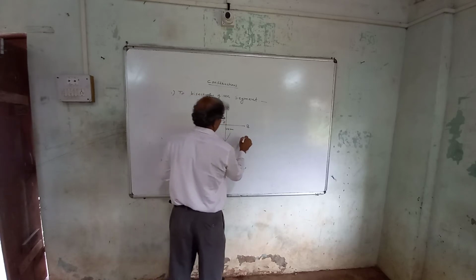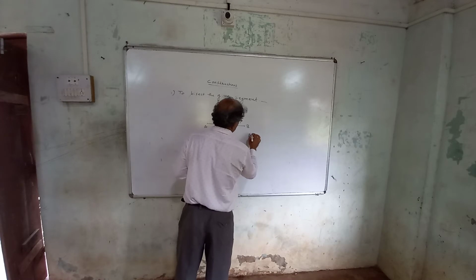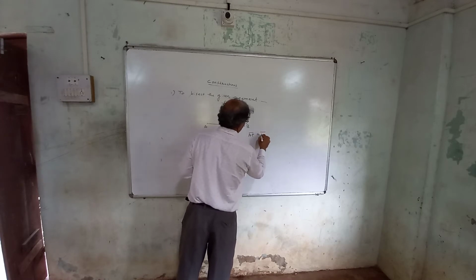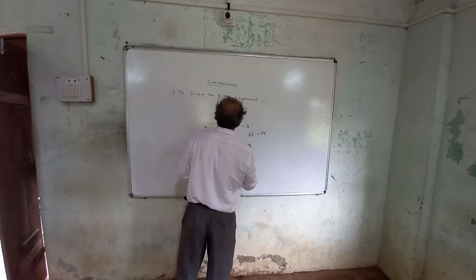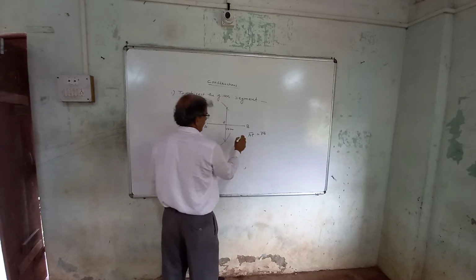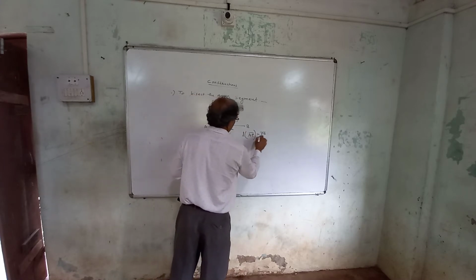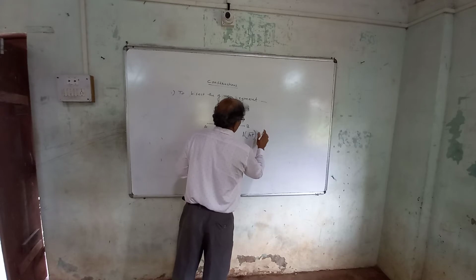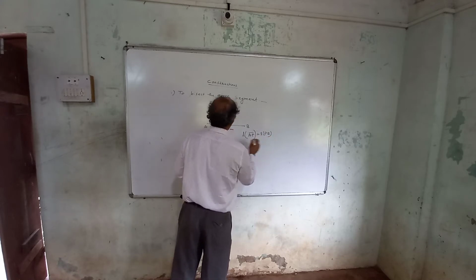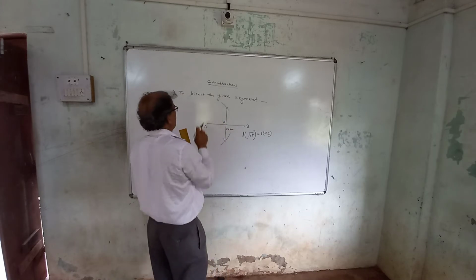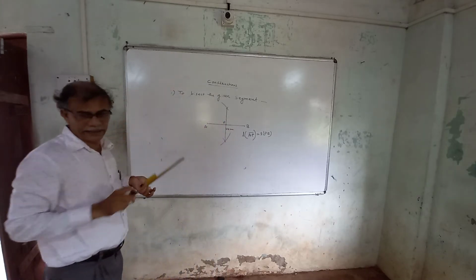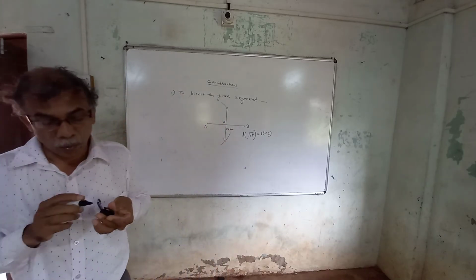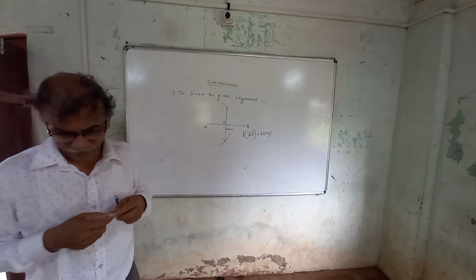So now here segment AP is equal to segment PB. Or length of segment AP is equal to length of segment PB. So P bisects the given segment, means divides the given segment into two equal parts.